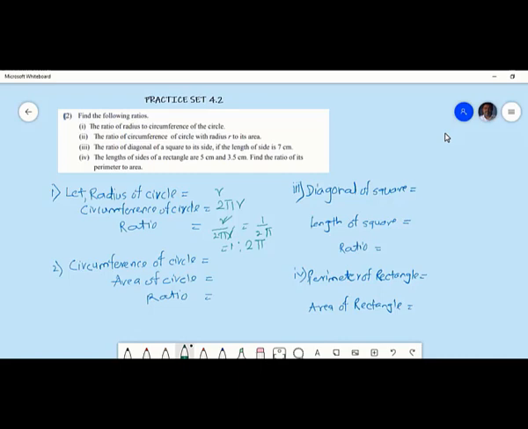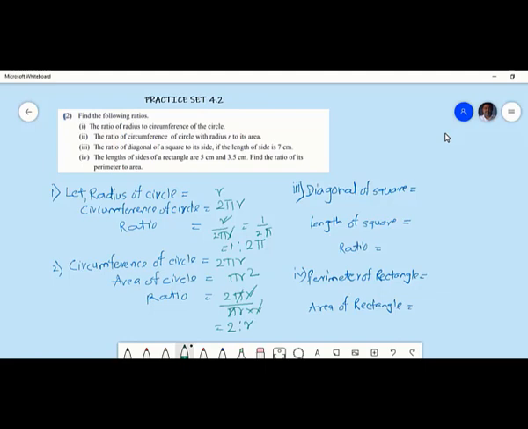Then question number 2, second, the ratio of the circumference of a circle with radius r to its area. Circumference of the circle formula is 2 pi r. The area of the circle is pi r square. So ratio 2 pi r upon pi r into r. R into r means r square. R cancels, pi cancels, so we get the answer 2 upon r.